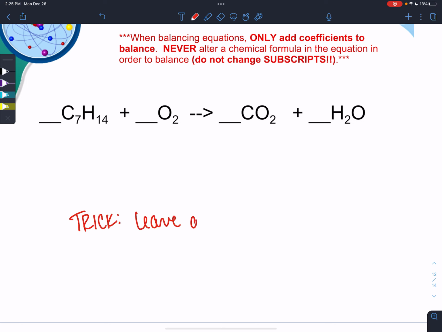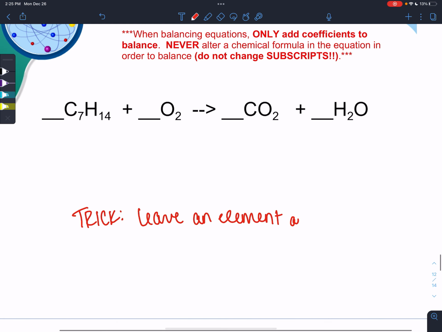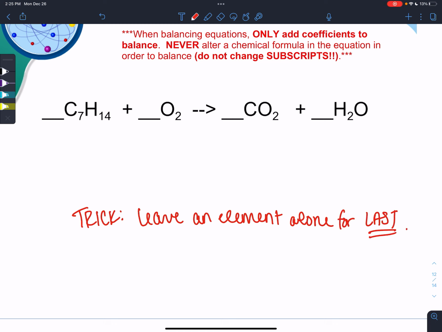leave an element alone for last. Okay? And then there's going to be a second trick, but we'll get to that in just a minute. Let me do that trick first, and then I'll kind of show you how it all plays out at the end. So leave the element alone for last. So you'll notice I've got this oxygen by itself. I'm going to leave that one for the end. And the reason you want to leave elements that are alone for the end is because you can alter them without messing with another element.